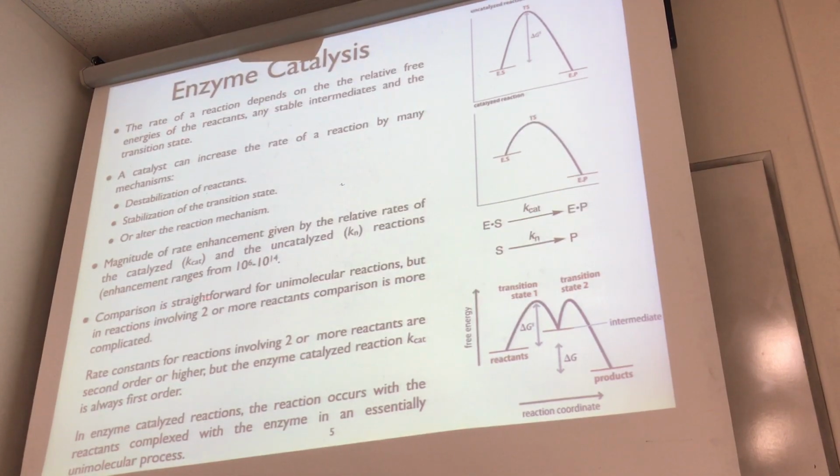Comparison is straightforward for a unimolecular reaction. However, with reactions involving 2 or more reactants, the comparison becomes more complicated. It starts becoming a 3-body problem. Rate constants for reactions involving 2 or more reactants are second order or higher. However, the enzyme catalyzed kcat is always first order, meaning that once the substrates are bound to the enzyme, assuming they all bind simultaneously, it becomes a unimolecular, intramolecular reaction. Whereas in solution, if I've got 2 or more reactants coming together, that's a much more complicated kinetic scenario, right? Whereas on the enzyme, everything takes place on the enzyme, and therefore is essentially unimolecular.